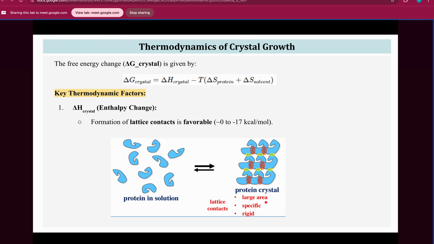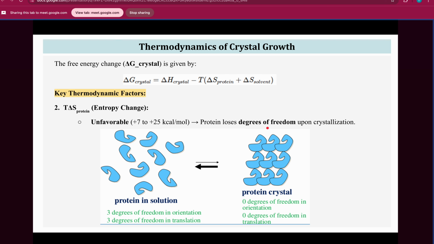So that's why it has a large area, there are specific contacts, and it will be rigid because molecules are present close to each other. In this way, the delta H of crystal, or the enthalpy change, is quite negative, that is from 0 to minus 17 kilocalories per mole. If it is negative, that means it is favorable. So in this case, delta H crystal is favorable. Although this value is small, it is favorable.